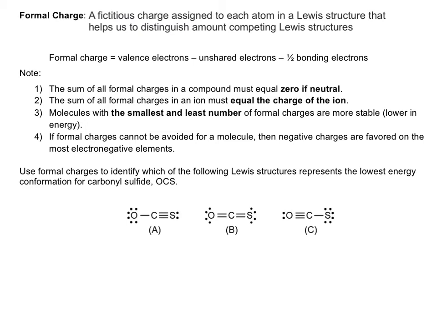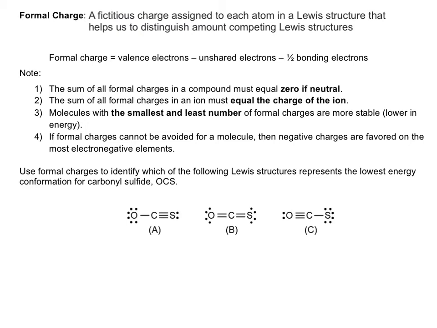The third is that molecules with the smallest and least number of formal charges are more stable or lower in energy. So we want to minimize the formal charges in our structures. And the fourth is that if formal charges can't be avoided for a molecule, then the negative charges should go on the most electronegative elements.